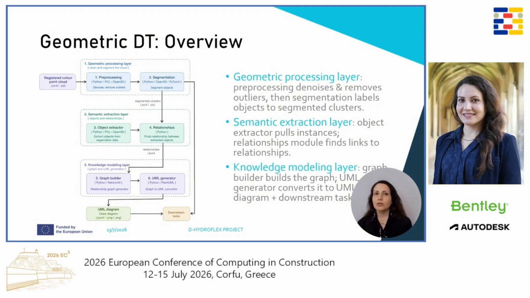It is divided into 3 layers. First, we have the geometry processing layer. We process the raw point cloud to remove noise and outliers. Then we segment the point cloud and group the points into individual object clusters.